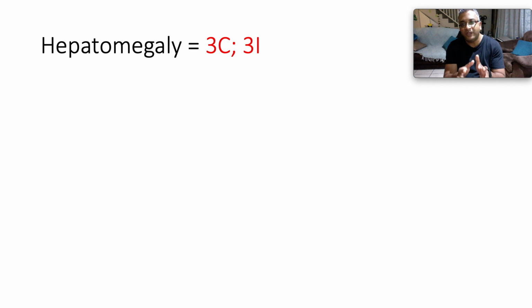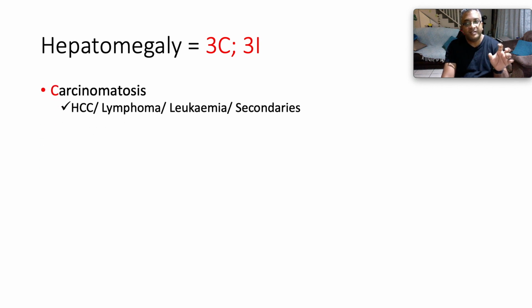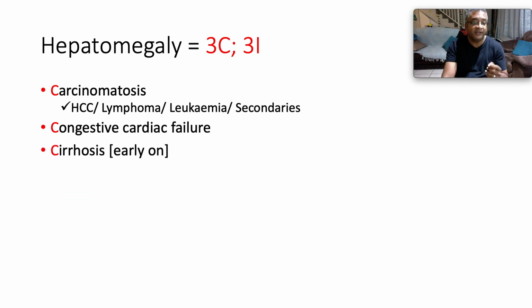My easy way to remember causes of hepatomegaly is the 3 C's and the 3 I's. The first C speaks to carcinomatosis. Remember, cancer in the liver can be a primary issue in the way of hepatocellular carcinoma, or it could be hematological malignancy in the way of lymphoma and leukemia, and of course it could be secondaries coming from the bowel mainly. The second C is for congestive cardiac failure, often right-sided heart failure.